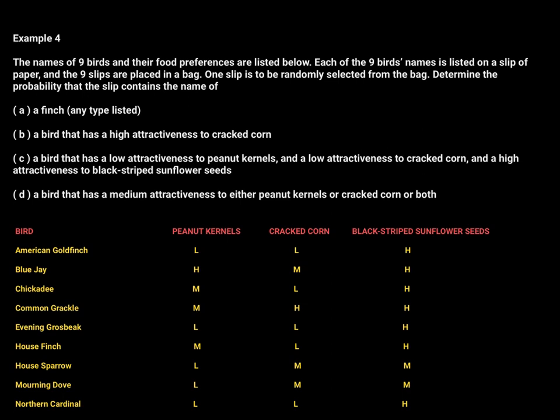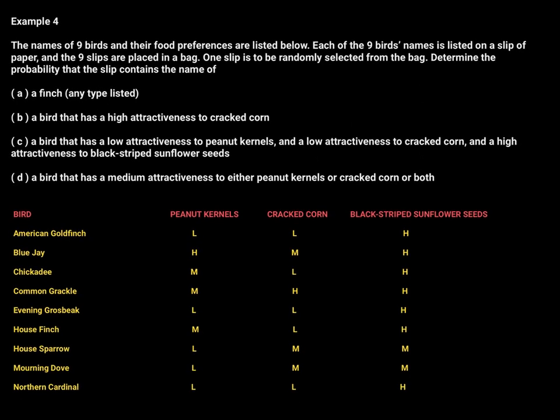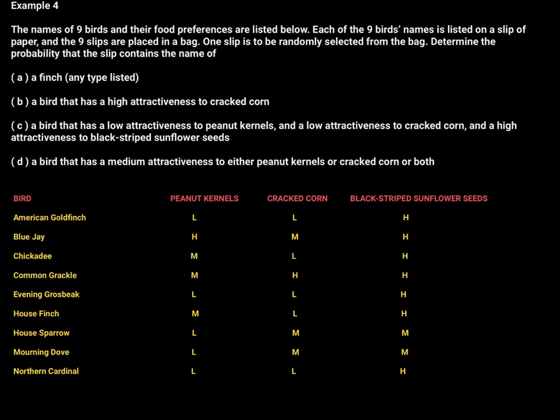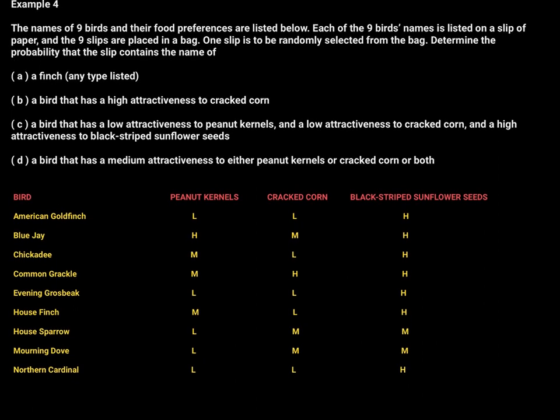All right, so let's do this. Let's answer the very, very first one. Now, let me move up here so that you can see the entire table. Okay, good. I hope you can see it all there. Out of the 9 birds that are listed, how many of them are finches? 2. You have the American goldfinch and you have the house finch. So out of 9 birds, 2 of them are favorable because that's what we're considering at the moment, a finch.